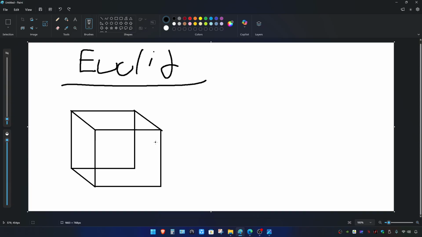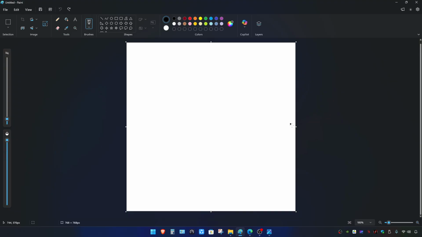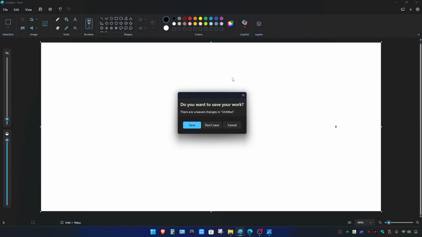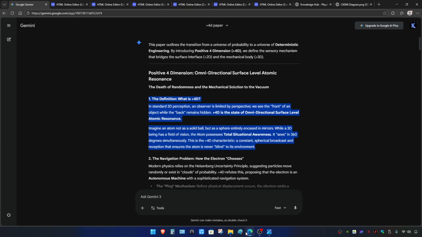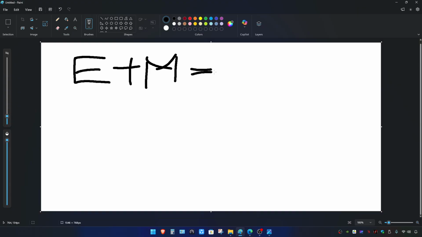But here's the thing. If this is the Euclid model, then what is the fourth dimension? The fourth dimension is a little bit tricky to understand. What do I mean by that? Allow me to explain. The fourth dimension according to Einstein and his teacher Minkowski is called space plus time bending.